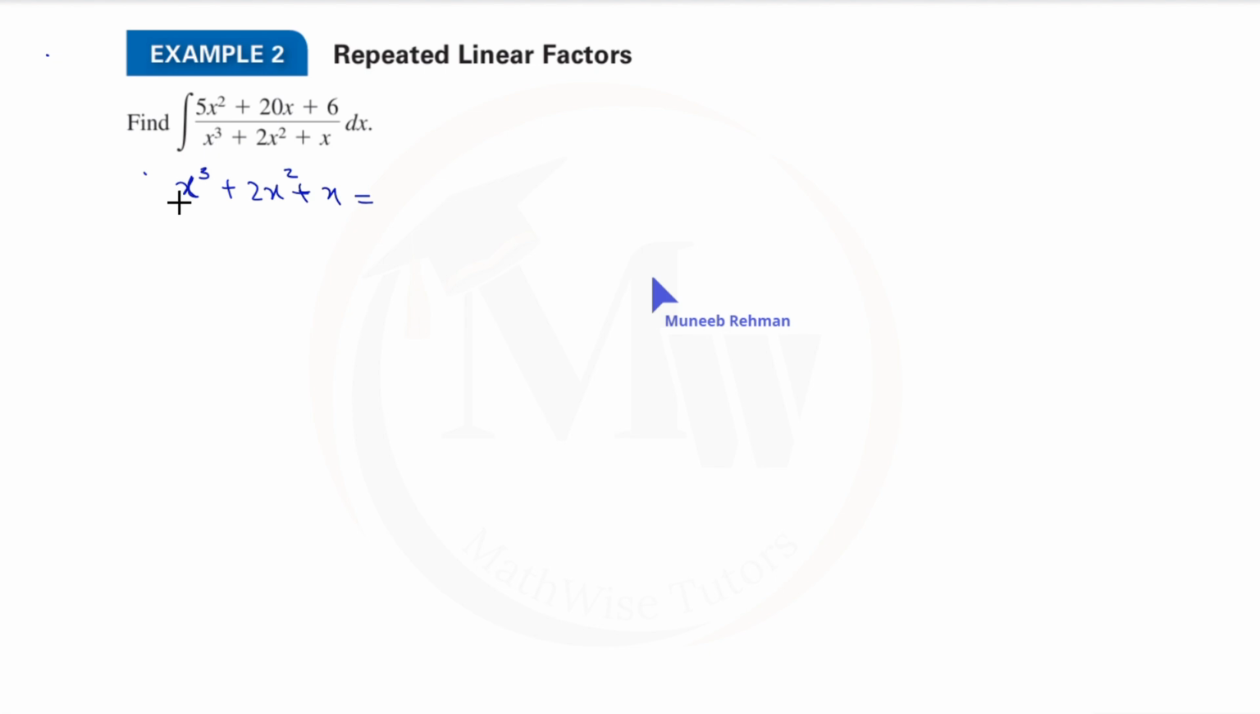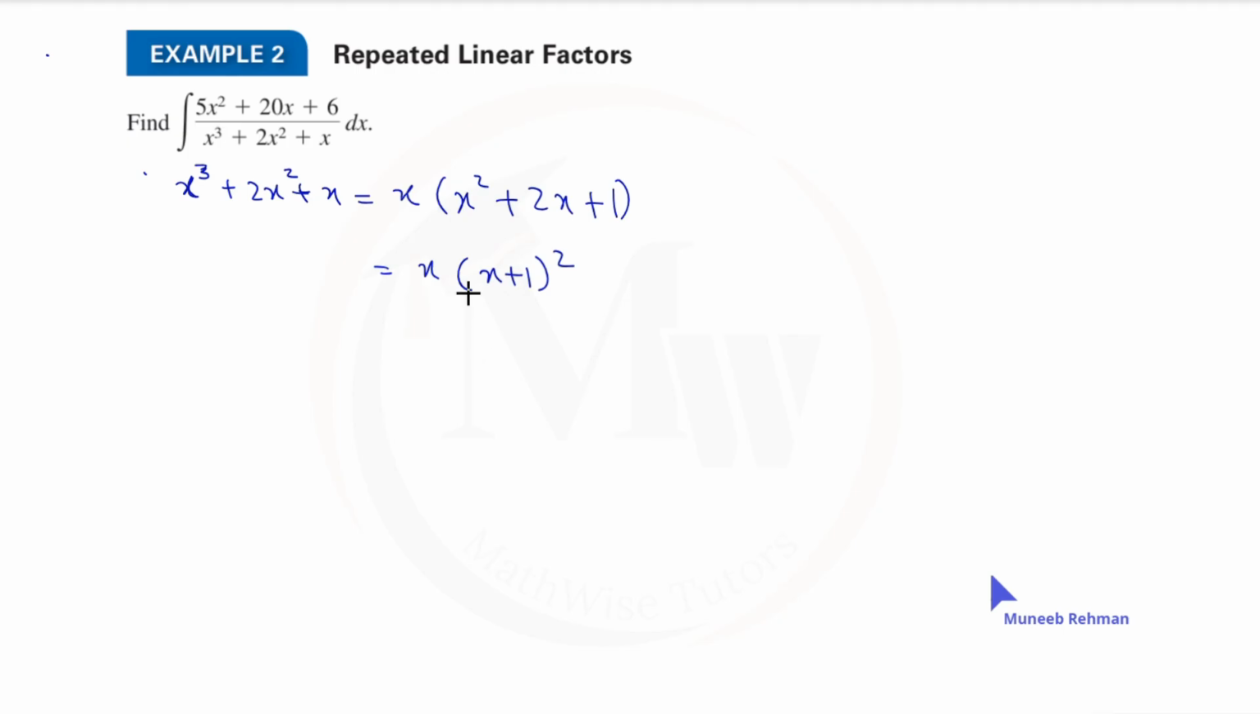If you notice that all terms have the x term, so first we can take x common. What is left is x square plus 2x plus 1. Now x square plus 2x plus 1 can be broken down. It is the formula of a plus b whole square, so x plus 1 whole square. Now see, we get three factors. One factor is x, the other two factors are x plus 1. Okay, so we have these three factors and now we'll break the fraction using these three factors.